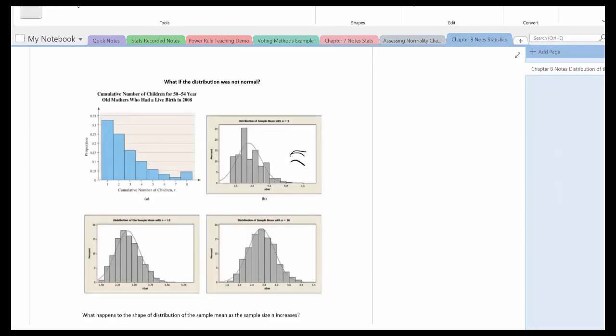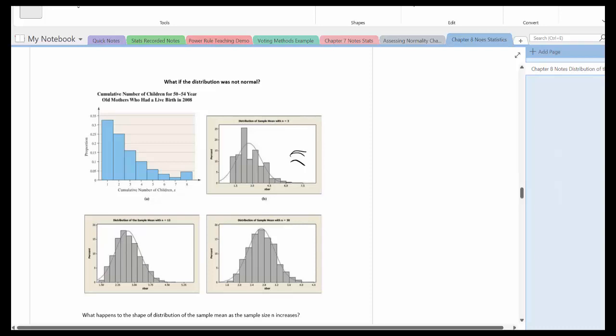Okay, so in the last example, it specifically said it was normally distributed. Well, what happens if the distribution is not normal or it is unknown? Okay? Well, let's take a look at a couple of the pictures here. And if you notice one particular thing here, as the sample size increases, what does the distribution look more and more like?